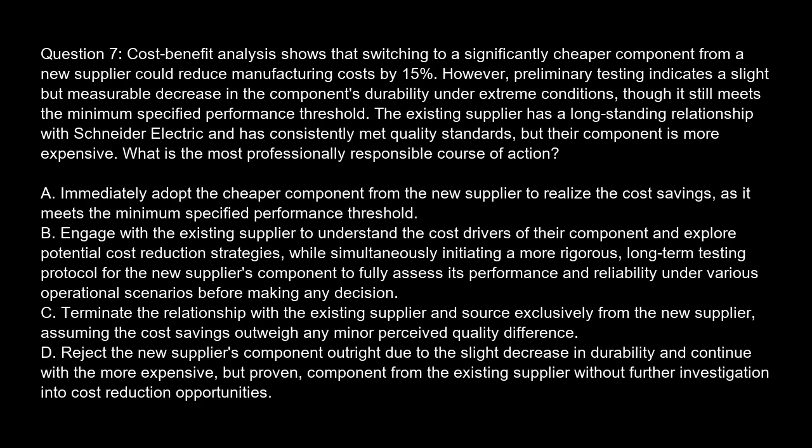Option C. Terminate the relationship with the existing supplier and source exclusively from the new supplier, assuming the cost savings outweigh any minor perceived quality difference. Option D. Reject the new supplier's component outright due to the slight decrease in durability and continue with the more expensive, but proven, component from the existing supplier without further investigation into cost reduction opportunities.